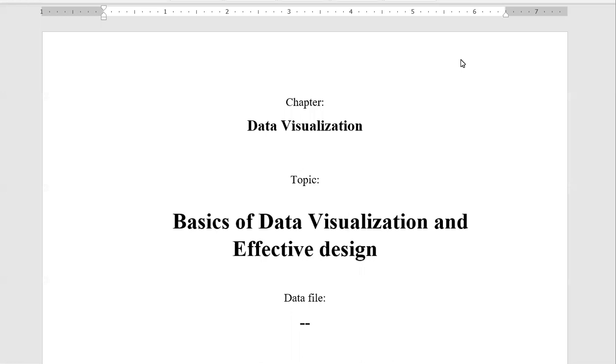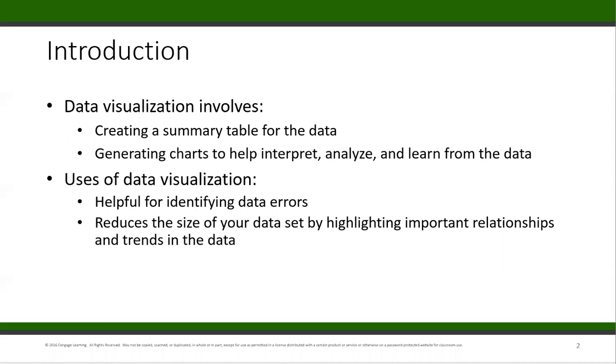Now let's talk about the basics of data visualizations and some techniques when it comes to effective design of visuals. So when we're talking about data visualization, we are usually talking about summary tables or graphs that help us summarize the data.